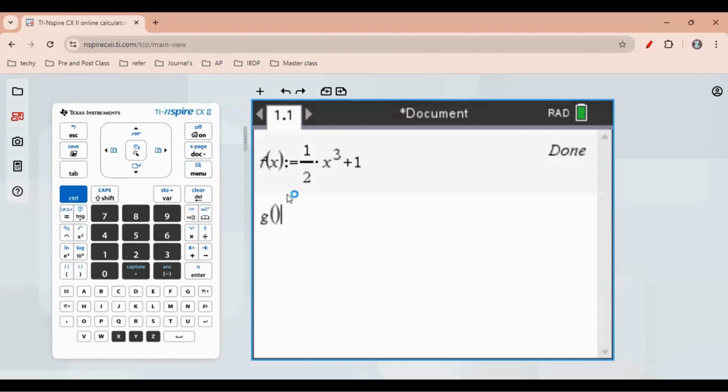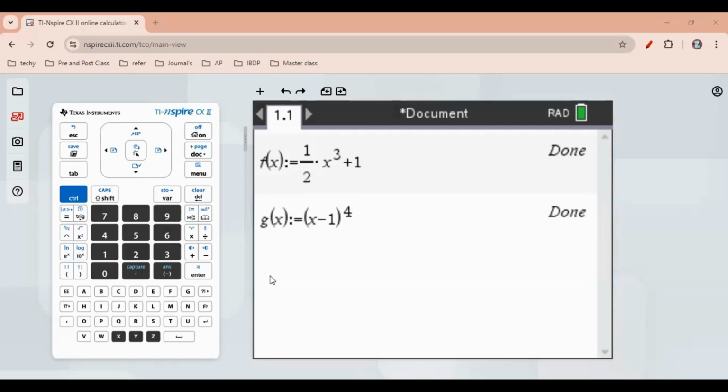Whenever we are dealing with it, there is no need to type the entire expression. You can just go with the names f of x and g of x. And g of x is x minus 1 the whole power 4. So to define this, you have to give semicolon and equal, and it is x minus 1 the whole power 4. Right. Done.